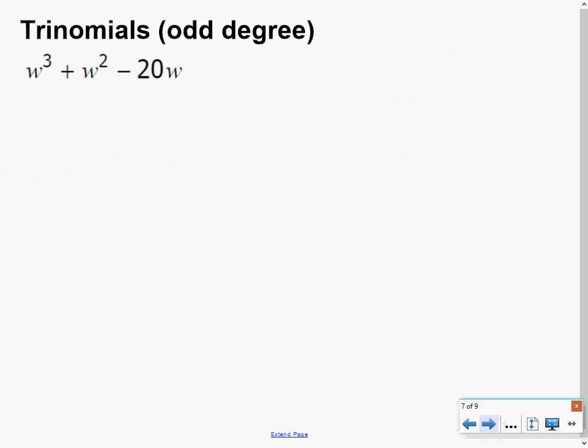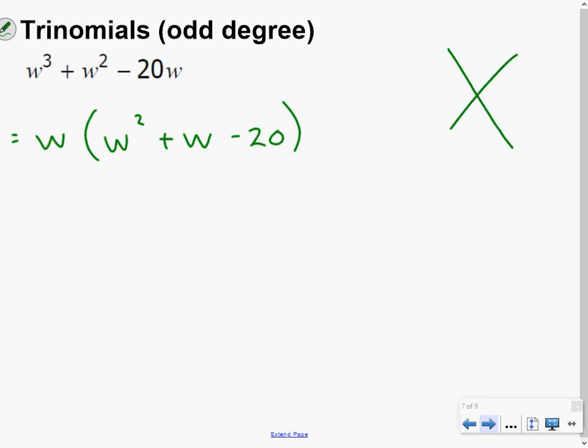And lastly, I want to look at a problem where it's a trinomial with an odd degree. Typically with these ones, you're going to start by just factoring out a GCF first. Okay, we're always looking for that GCF. And then what's left over inside is going to be a nice quadratic trinomial that we're really good at factoring at this point. So we need to find the two numbers that multiply to -20, add to 1. That's going to be a -4 and a +5. So our final factored form here is w times w minus 4 times w plus 5.